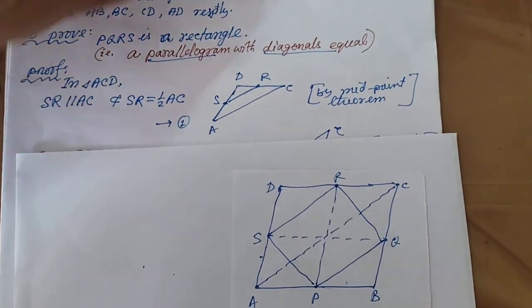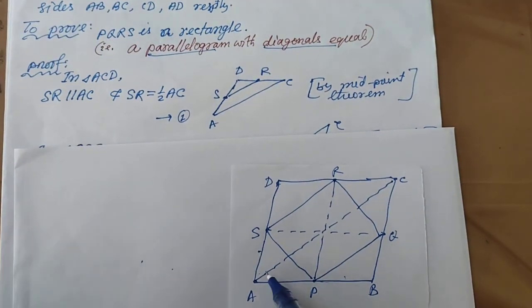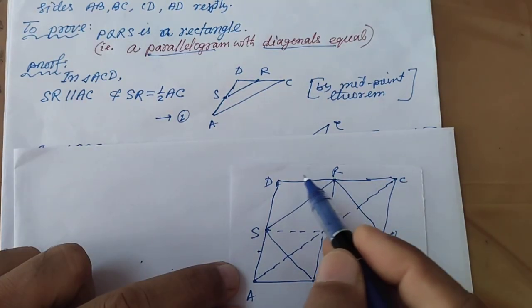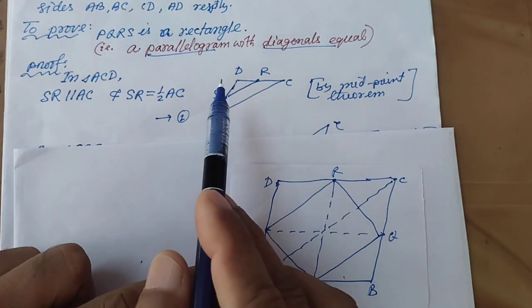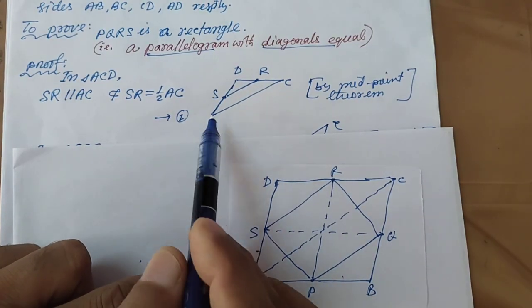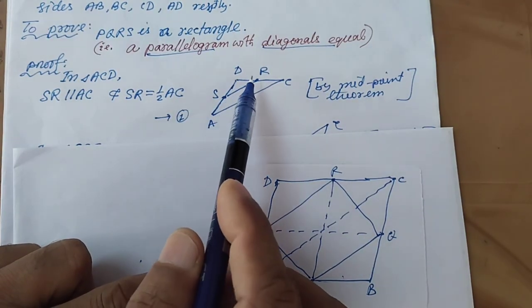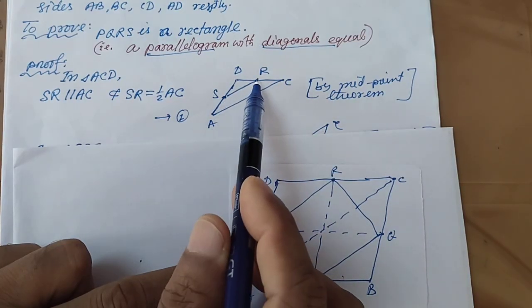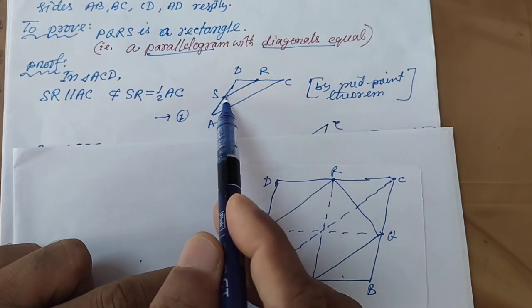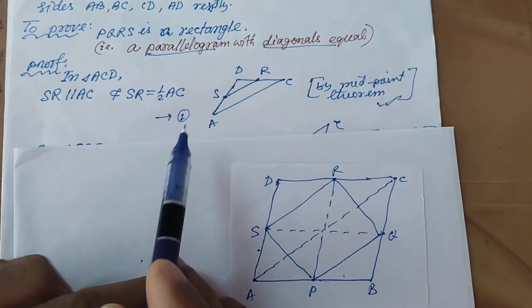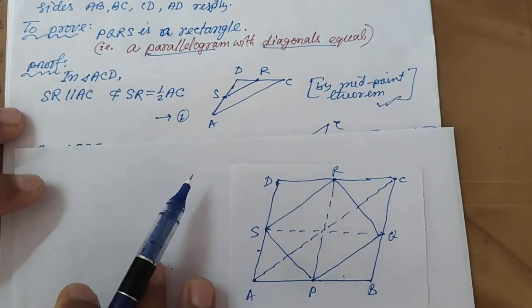Now, first part, I'll take out this triangle ACD. This triangle I am taking out here. So in this triangle ACD, S is midpoint of AD, R is midpoint of CD. So by midpoint theorem, SR must be parallel to AC, and also SR is half of AC. That was our midpoint theorem. So this one I'll mark as equation 1.